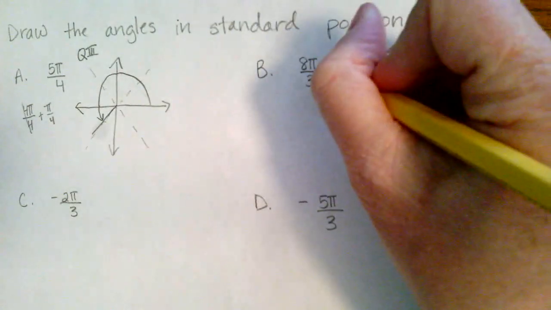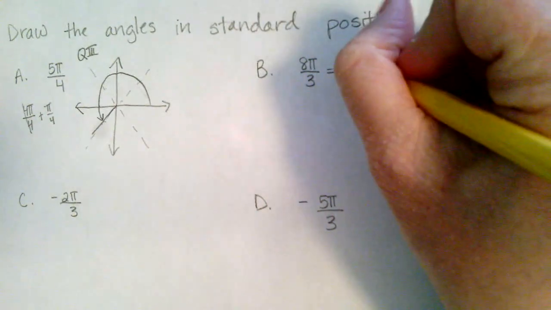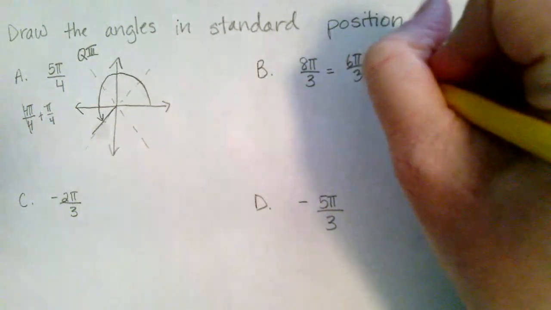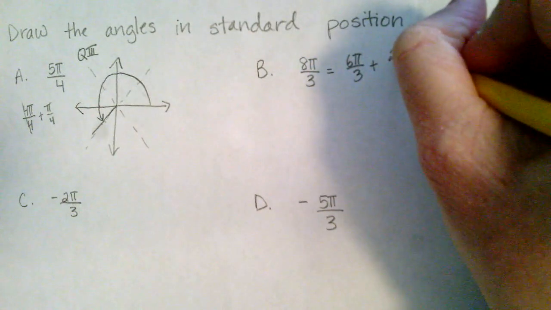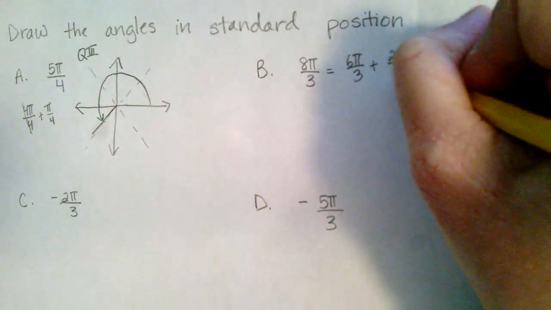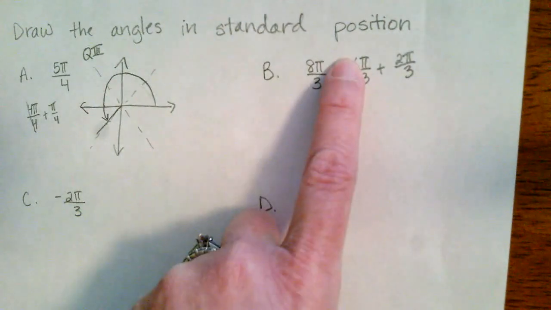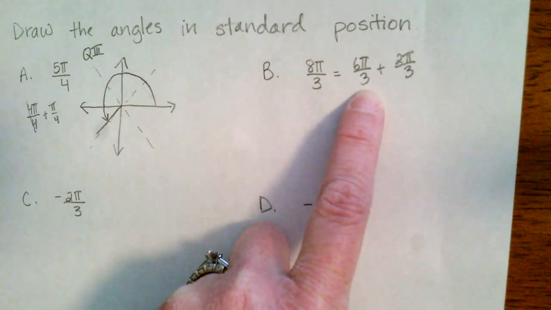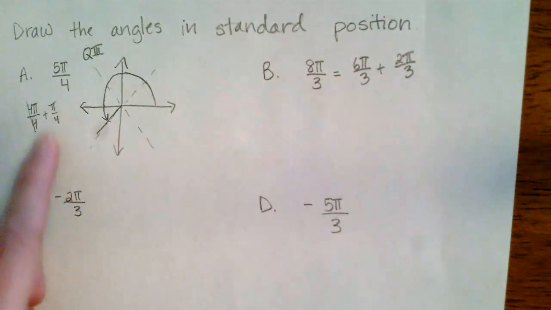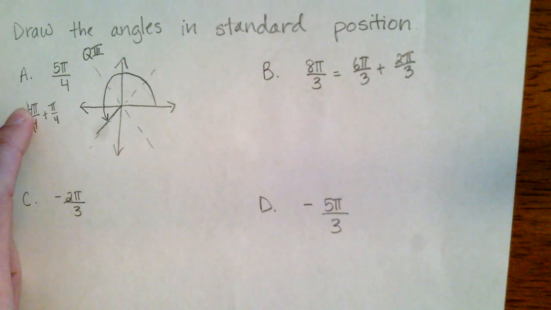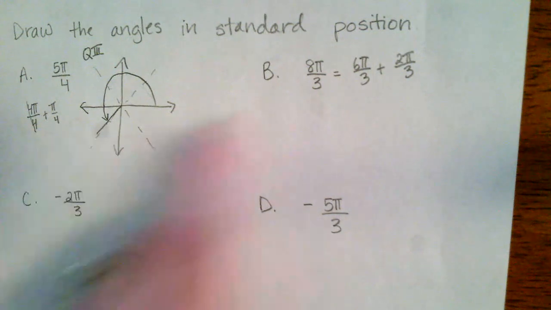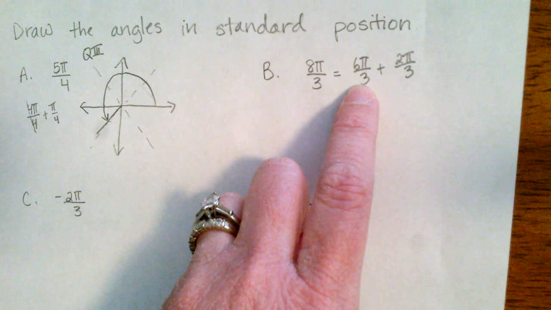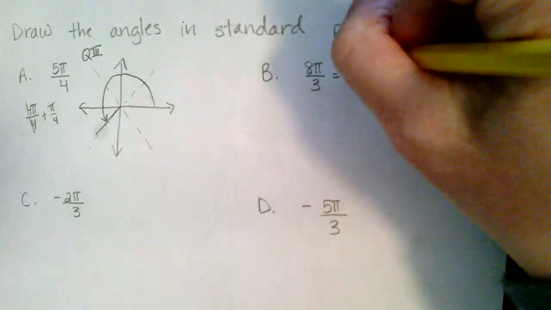So 8 pi over 3. I can see that that is 6 pi over 3 plus 2 pi over 3. And 6 pi over 3 is important to me because I recognize 6 pi over 3 as 2 pi. What I'm doing here is I'm either looking for a numerator that has the same denominator or a numerator that has twice the denominator. So I can see that this is 2 pi.